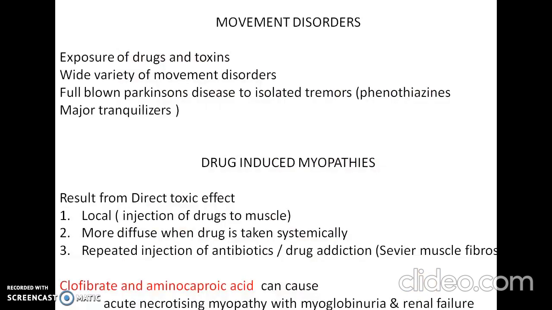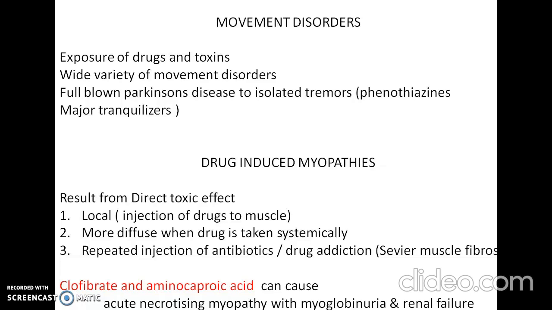Then coming to the other abnormalities, which include movement disorders. These movement disorders may happen because of exposure to drugs and toxins. A wide variety of movement disorders can be observed because of the overdose of a drug. It may range from full-blown Parkinson disease to isolated tremors. Many of the culprit agents are phenothiazines and major tranquilizers. Let us see the movement disorders one by one.